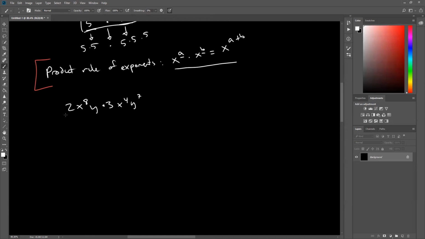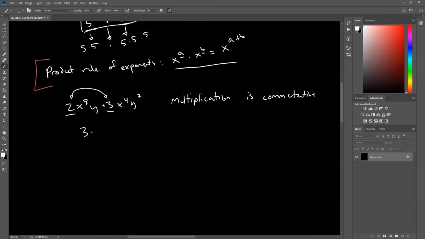So first thing I recognize is 2 and 3, very similar. They're both numbers without variables, and there's no other numbers. So I'm just going to move these around. I remember I can do this because multiplication is commutative, right? That means I can swap around anything.